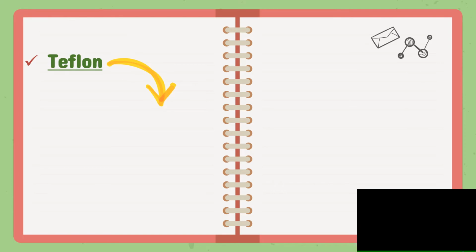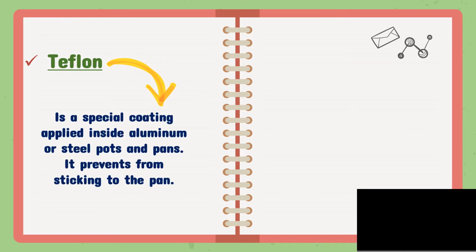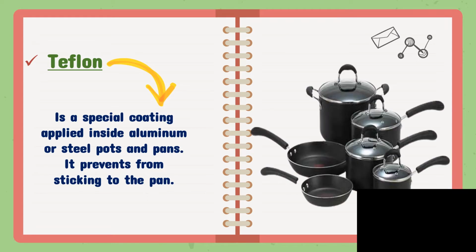Okay, yan. Number 5, Teflon. It is a special coating applied inside aluminum or steel pots and pans. It prevents food from sticking to the pan. So, this is called non-stick pan. Yan, nasa picture. Kapag nagpiprito tayo, hindi na natin kailangan ng mga mantika kasi non-stick pan na siya and nagpo-produce na ng sariling mantika yung mga food na piniprito natin dyan sa teflon. Okay?